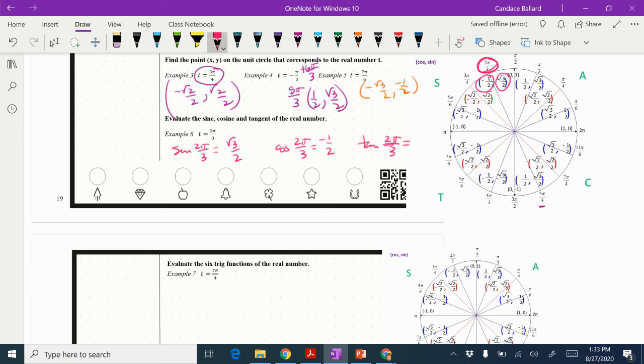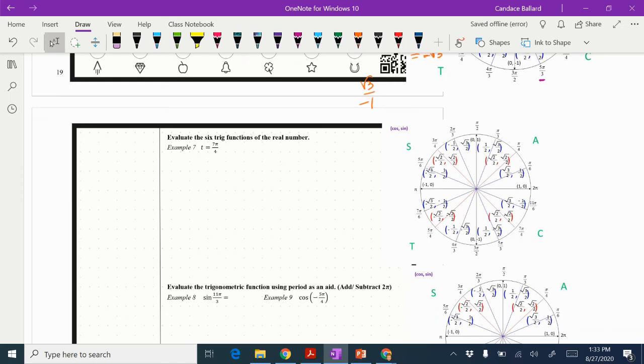And then the tangent, remember, is the sine divided by the cosine. So I'm just going to take my sine, square root of 3 over 2, and divide by my cosine, negative 1/2. And we have our little shortcut that we learned earlier. I'm going to get rid of my 2's. So I've got negative square root of 3, or I could do square root of 3 over negative 1, or I could just do negative square root of 3. Both of them are acceptable.